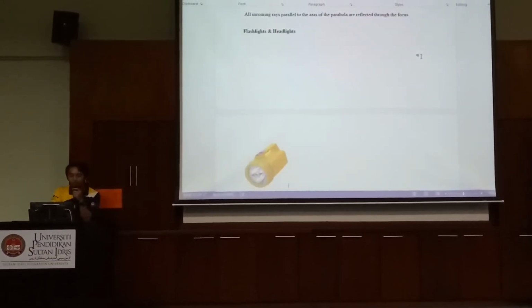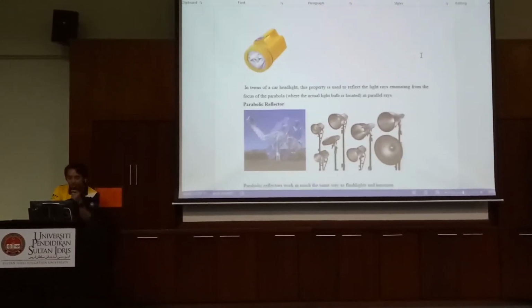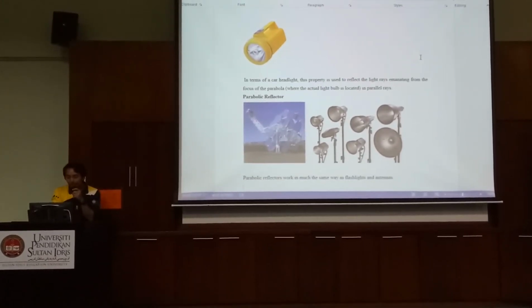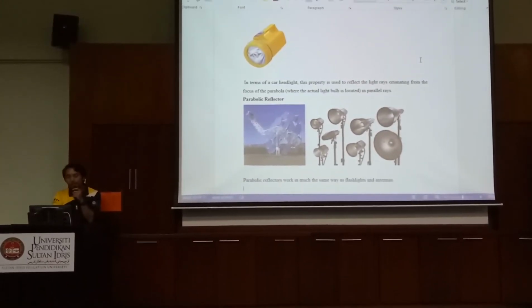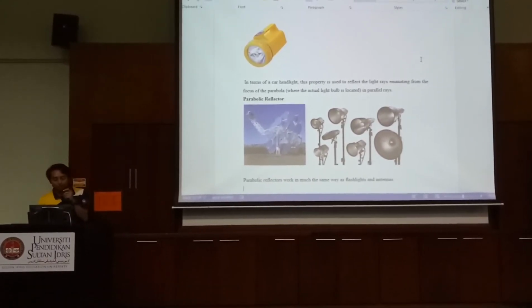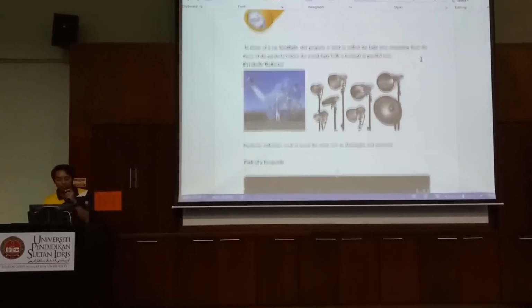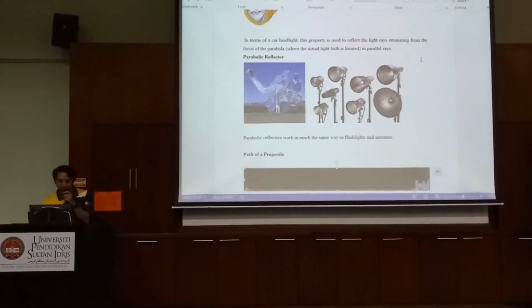Another one is flashlight and headlight. In terms of car headlights, this property is used to reflect the light rays emanating from the focus of the parabola, where the actual light bulb is located, into parallel rays.